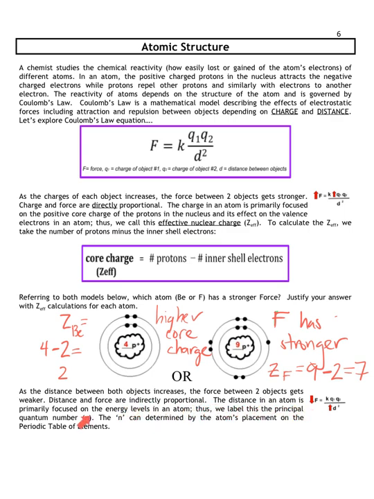The distance in an atom is primarily focused on the energy levels in an atom, thus we label this the principal quantum number. N can be determined by the atom's placement on the periodic table of elements. So I'll need you to get out your periodic table of elements so we can begin the next phase of seeing how distance and force interact.